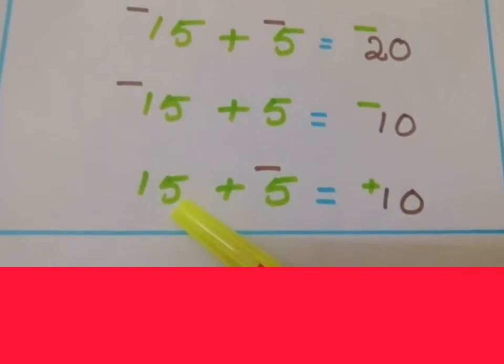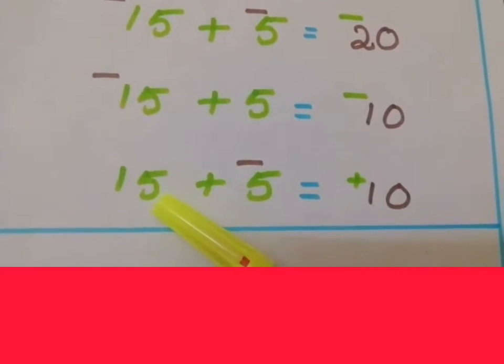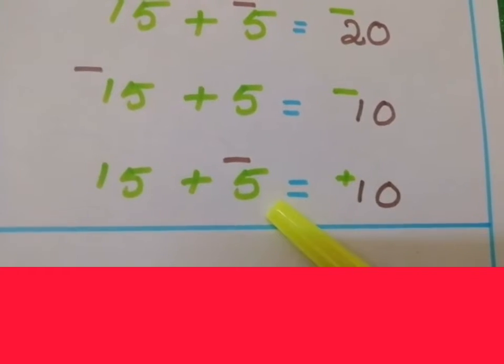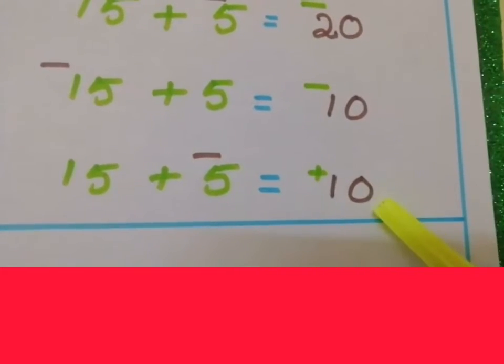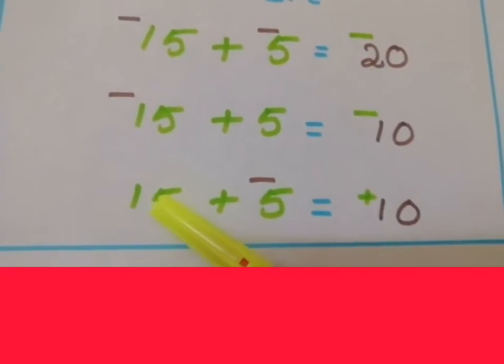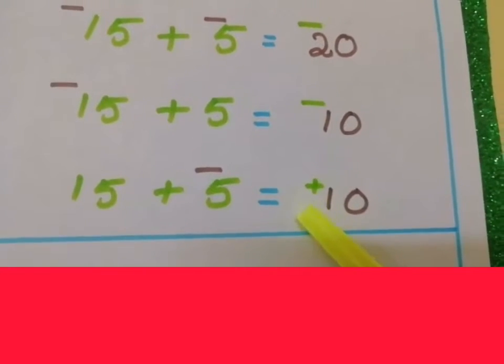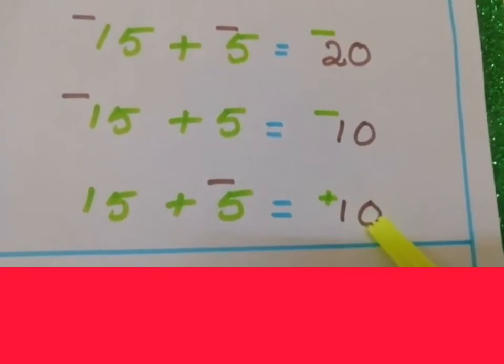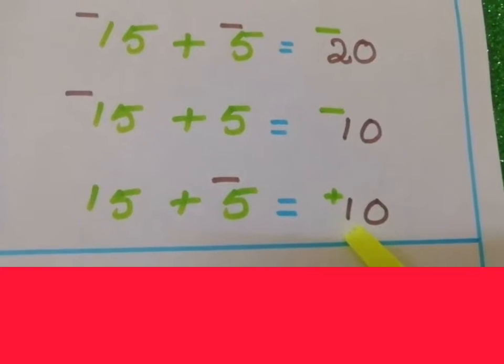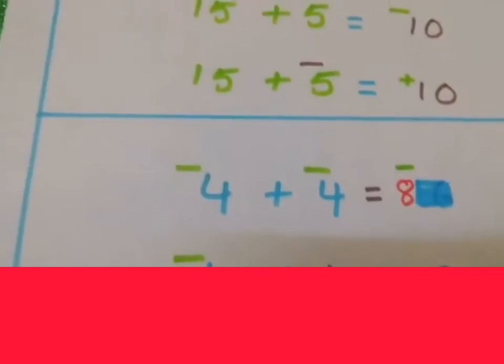Next example, 15 plus negative 5. Again one number is positive and the other number is negative. The difference between them is 10 and the bigger digit is 15. The sign of 15 is positive. So here either you can put a plus sign or without plus sign also it is okay. So this is a rule for addition. Let us discuss some more examples.